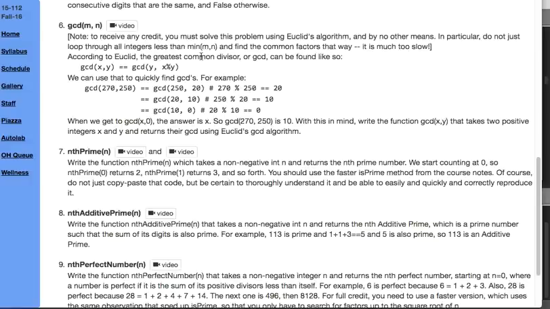One way to do it would be to loop through all the numbers up to 250. And if that number is prime and it divides both of these, then it's got to be part of the GCD, something like that. But that's way too slow. And Euclid figured out a better way.